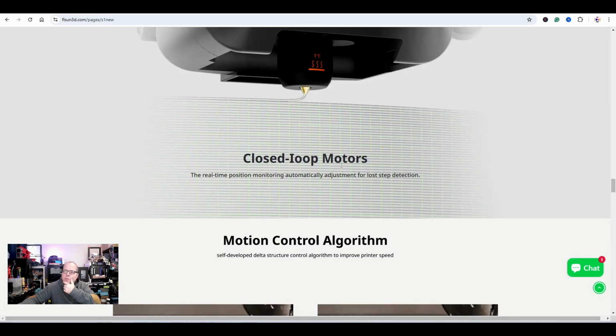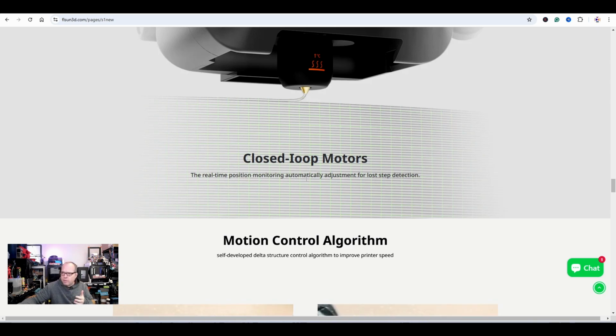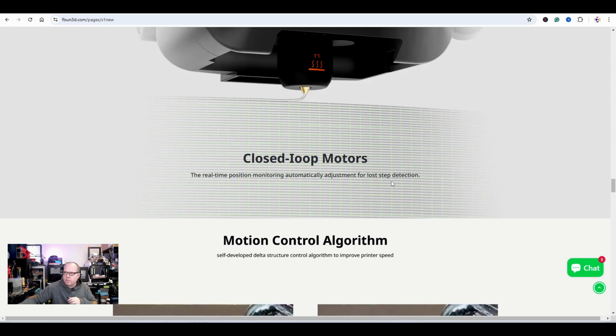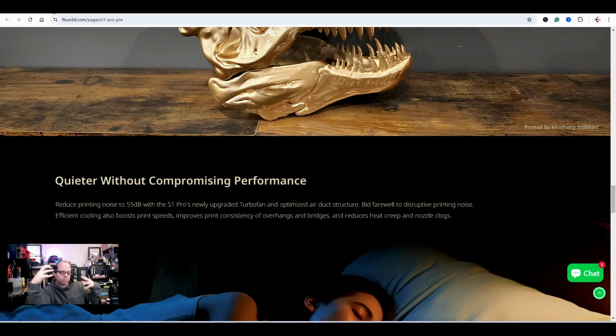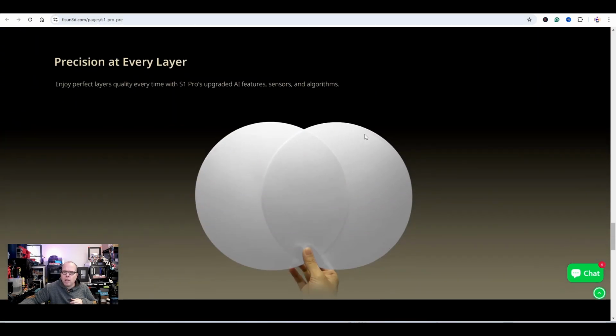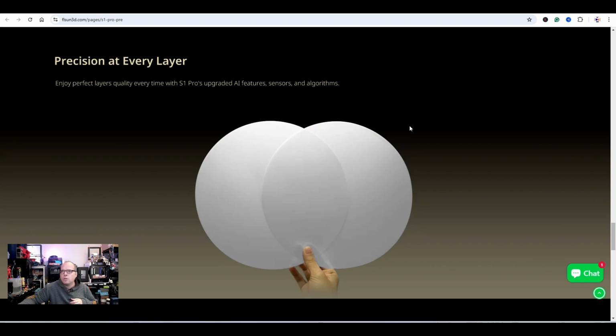Closed loop motors. Nice. They are going to be on the S1 Pro, guys. Okay, but here the real-time positioning monitoring, automatic adjustment for losing step detection. They mean closed loop motors. They don't mention for the S1, the one that they released last year, how loud it was or what the decibels were for this printer. But now they say 55 decibels. So the other one was more around 70, maybe 80 decibels. I heard a lot of people complaining about how loud the S1 and the T1 were during their reviews.